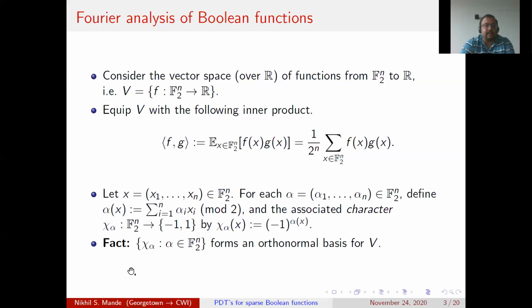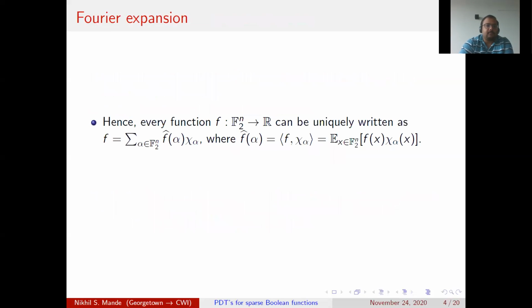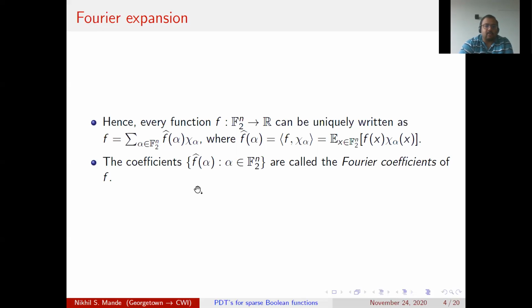So one can check that there are 2 to the n such functions, and the dimension of this space is indeed 2 to the n. So you can check that the set of all chi alpha, these 2 to the n functions, forms an orthonormal basis for this vector space that I defined. Good. Thus, any function f from F2 to the n to R has a unique representation as a linear combination of these parities. So any f can be represented as the summation of f hat alpha chi alpha, and the coefficients f hat alpha are called the Fourier coefficients of f.